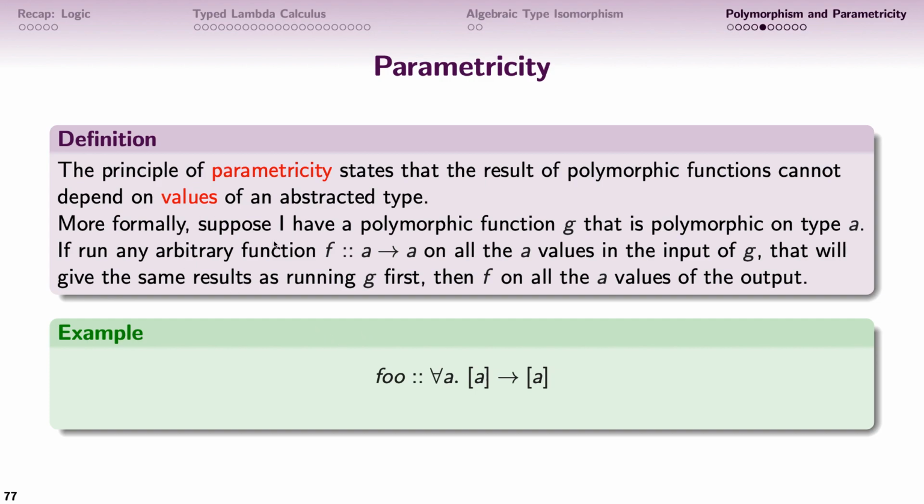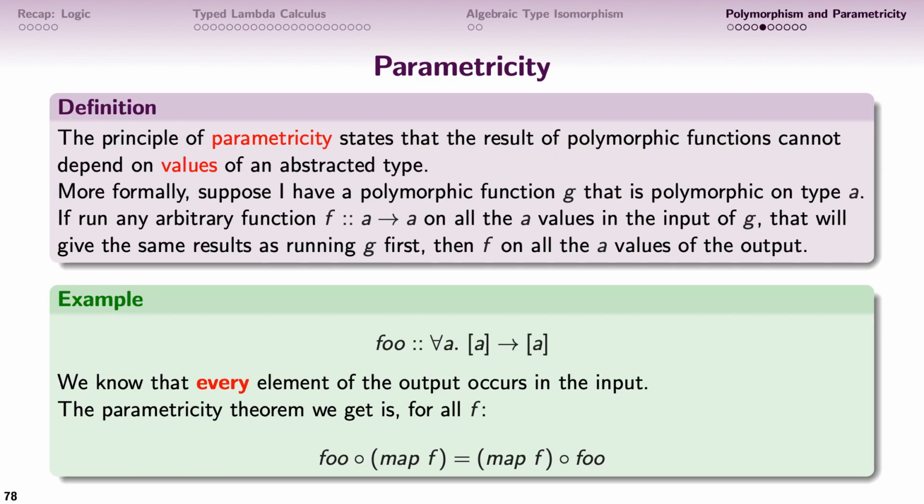So the theorem that we get from this formal definition is if I run some arbitrary transformation f on all of my input values to foo and then call foo, that's the same thing as if I had called foo and then run my transformation on all of my output values of type A. So the theorem is if I call foo and then run the transformation on all of its outputs, that's the same as running my transformation on all the inputs and then calling foo, right? And so this is the formal property that is guaranteed for us by the type system.